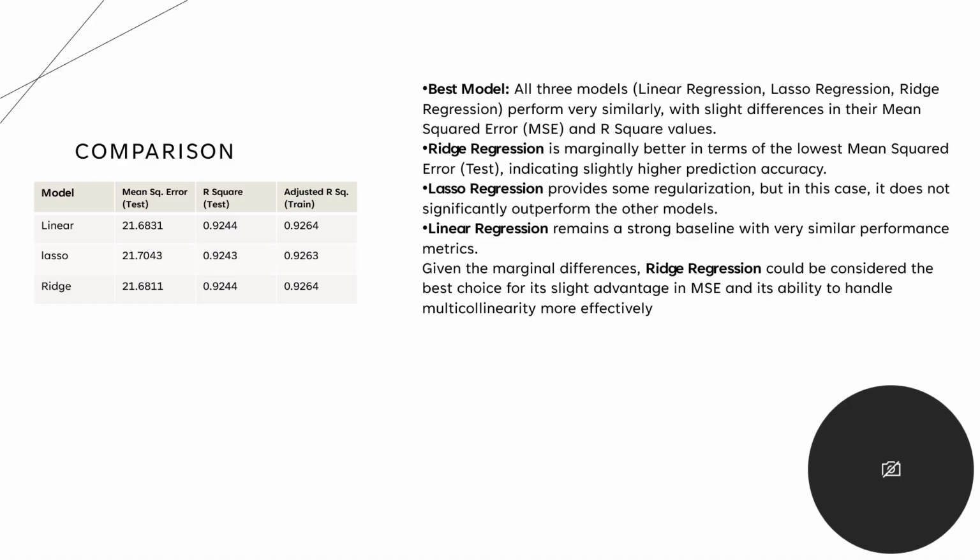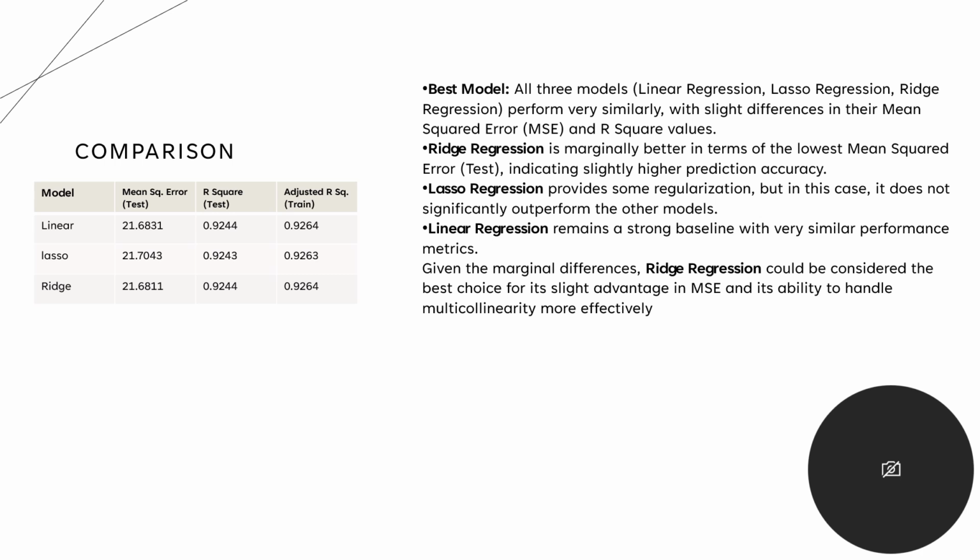So which is the best model if we are now comparing the linear, lasso, and ridge for mean squared error, R square, and adjusted R square? We see that the values are really, really close. All three models, linear, lasso, and ridge, perform very similarly with slight differences in their mean squared error and R squared. Ridge is marginally better in terms of lowest mean squared error, indicating higher prediction accuracy. So there is very little difference or no difference at all in the performance of the three models.